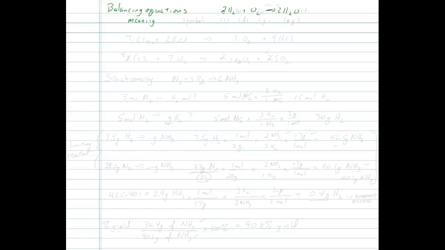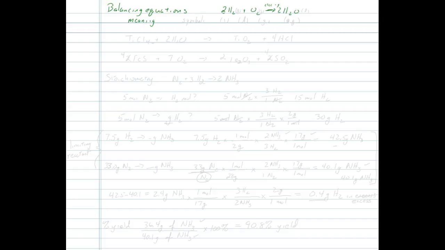Above the arrow, sometimes you can write in special conditions: electricity, certain pressures, things like that. Usually we don't see that. Or a spark or something like that. Conditions, atmosphere, things like that.